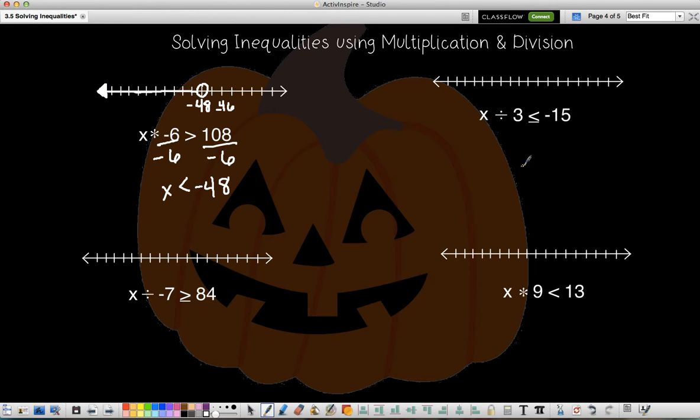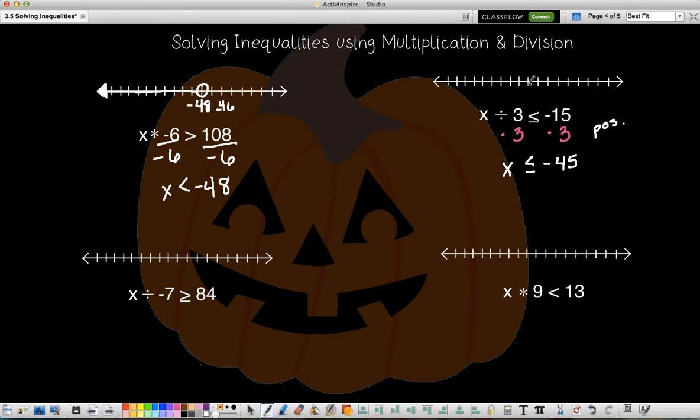Here I have x divided by 3 is less than or equal to negative 15. I'm going to multiply both sides by 3. Now, I know that this number is negative. Even though that number is negative, the number I'm multiplying by, so right here, and I'm actually going to change the colors of these, that number that I'm multiplying by is positive. So since those numbers are positive, I do not flip the inequality symbol. So I have x is less than or equal to negative 45.